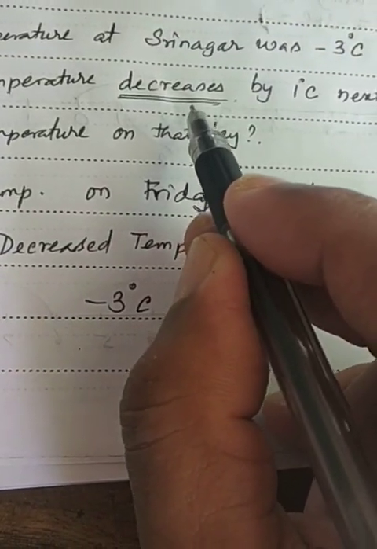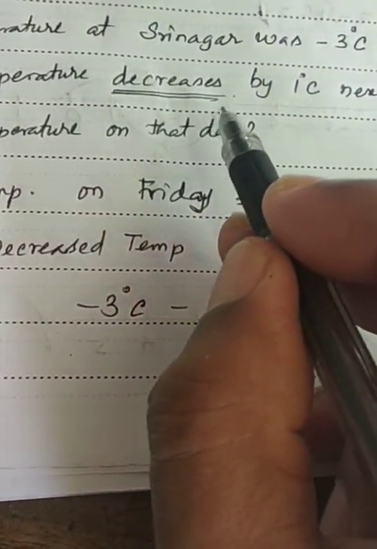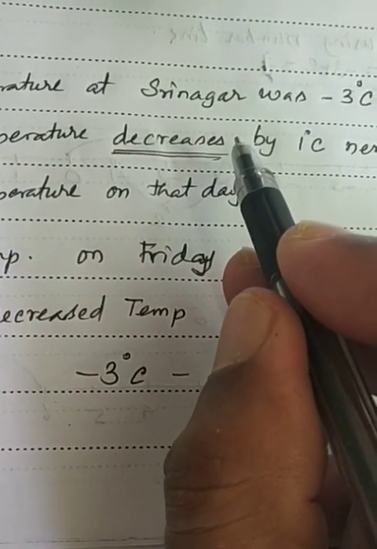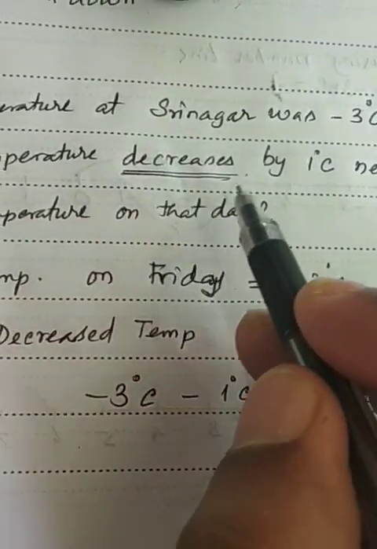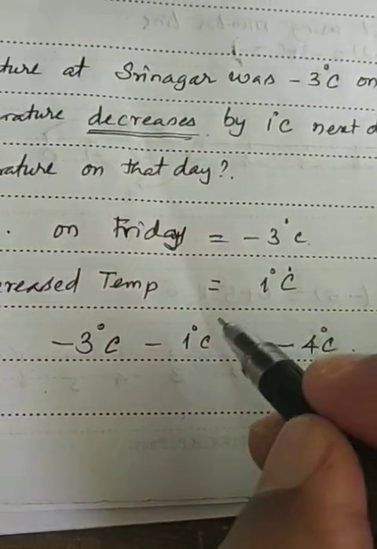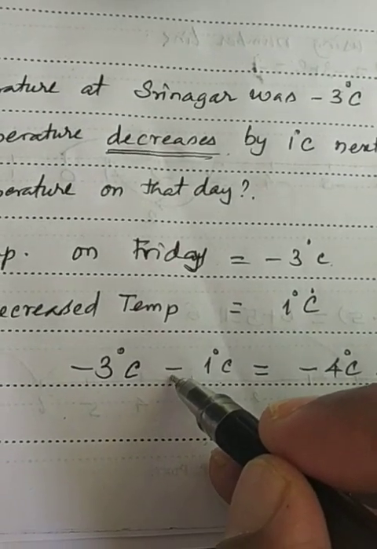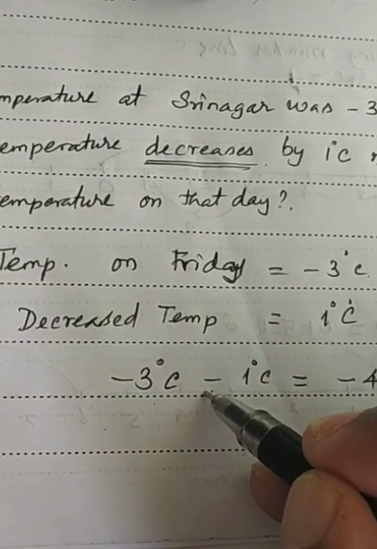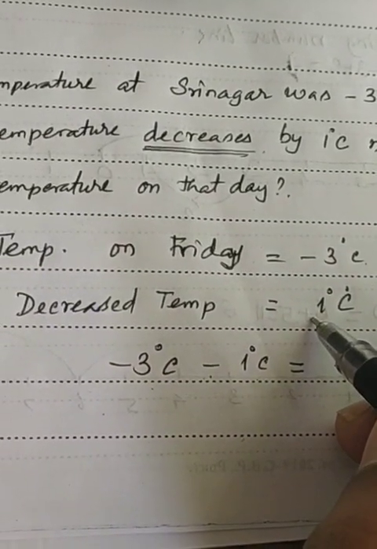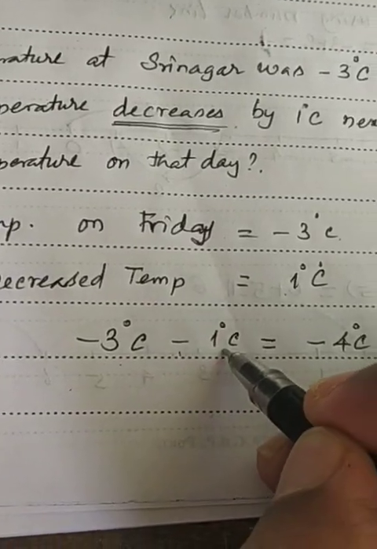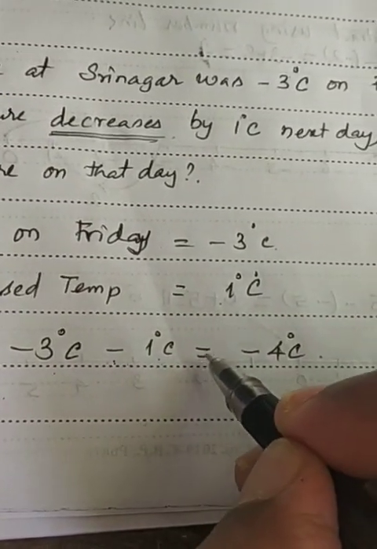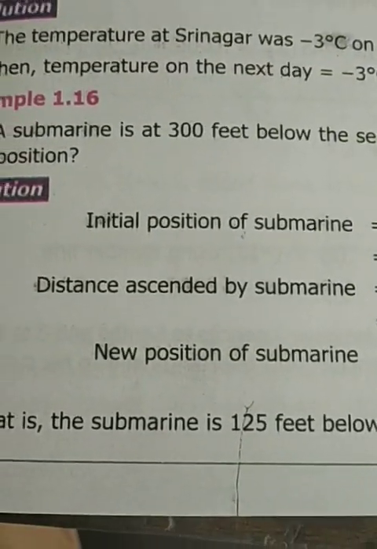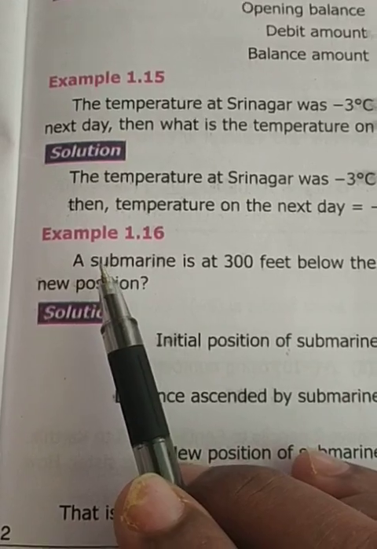And see, what operation we have to do in this problem. Decreases means subtraction. So next, write the operation symbol. -3 degrees. Next, it decreases 1 degree, so therefore -1 degree. So -3 minus 1 is equal to -4 degrees. Do you understand this? Like that, it is very important.